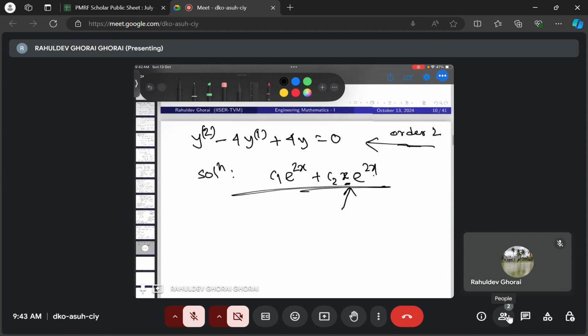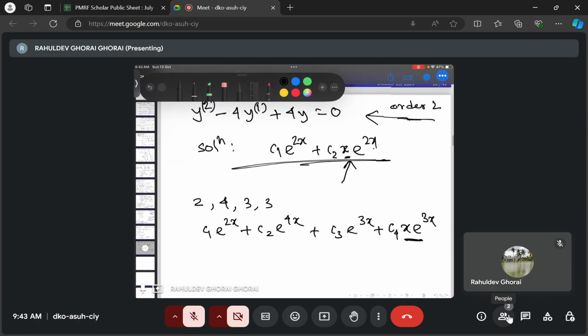But when you have a repeated root, you have to write it differently. If you have roots 2, 4, 3, 3, then what will be the solution? c1 e^(2x) + c2 e^(4x) + c3 e^(3x) + c4 x e^(3x). That x will come here. If it is 3, 3, 3, one more will come: c5 x^2 e^(3x).